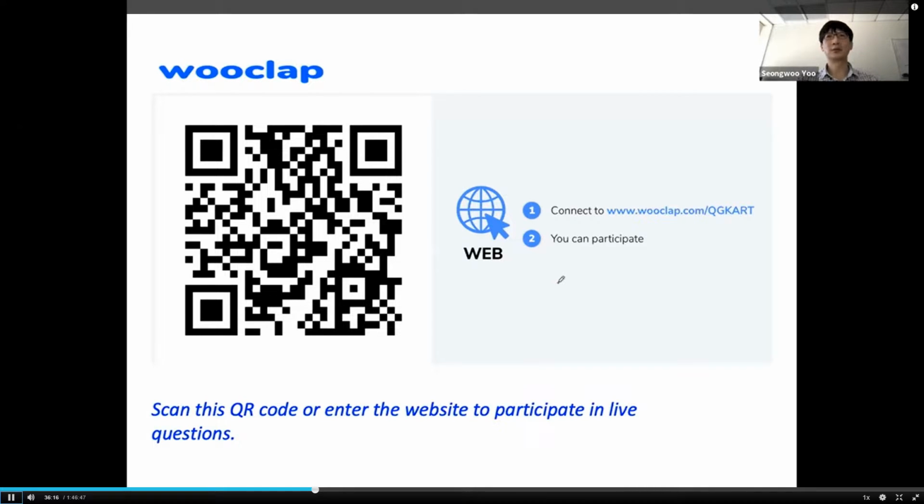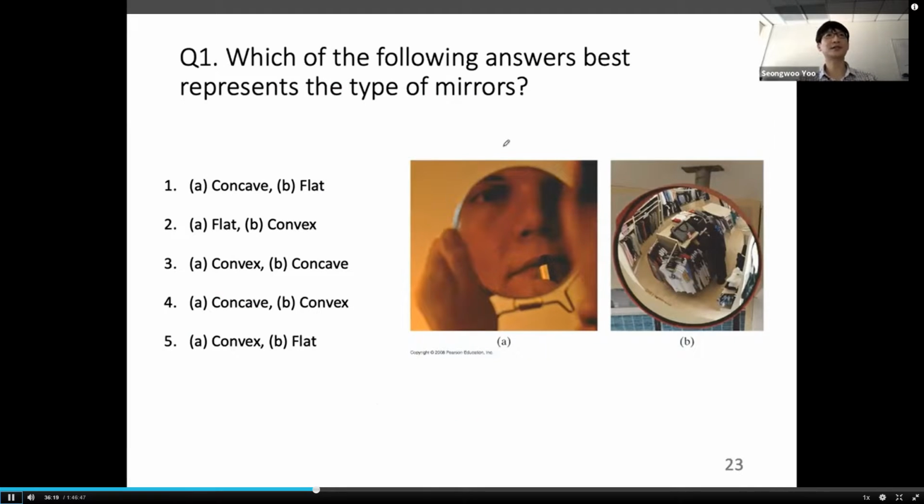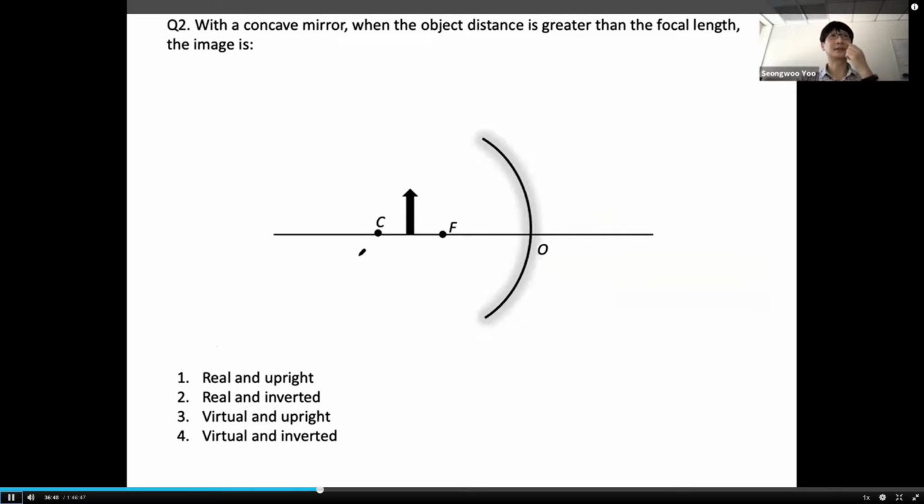Okay, so I will go through these questions again. So well, in this case, the correct answer is concave and the convex. So well, there was some confusion whether this can be flat or concave. Yeah, well, I think now, this is a bit confusing, but when you look at this image, the image is actually magnified, enlarged, and then the enlarged virtual image can be formed by the concave mirror, right?